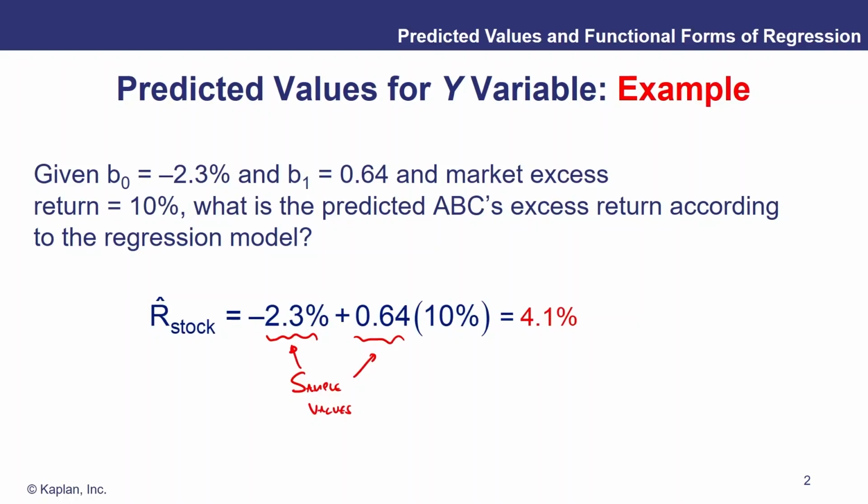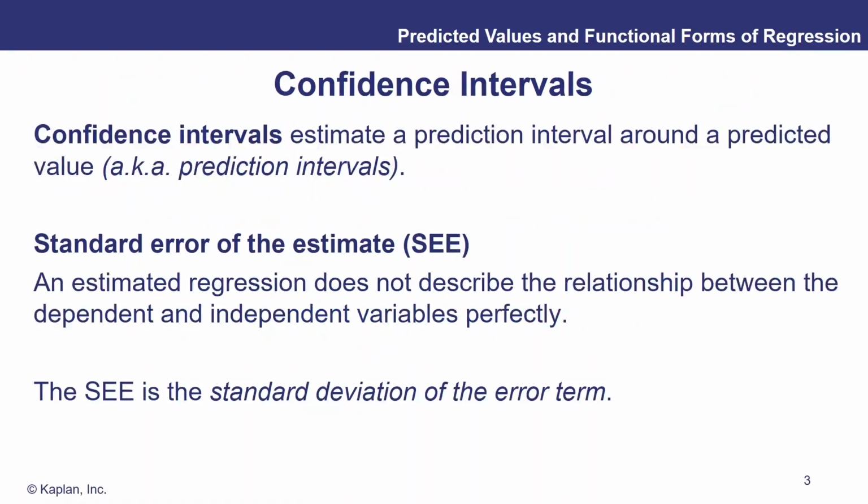So we've got a forecast value of 4.1% and we're going to create a confidence interval around it. A confidence interval is a prediction interval around a predicted value in which we believe, with a degree of confidence, the true population value would lie. Now, standard error of the estimate, of course. We already know what it is. It's the standard deviation of the error term around the forecasted values.